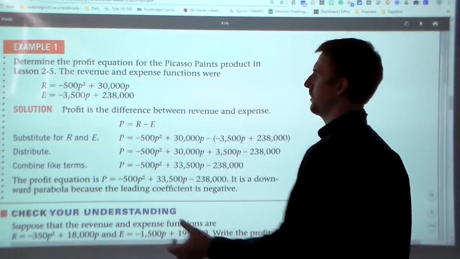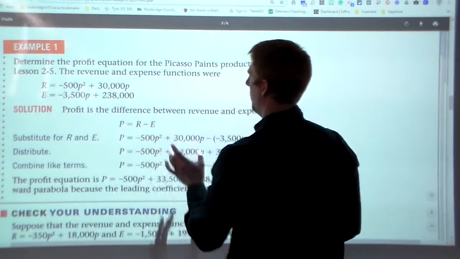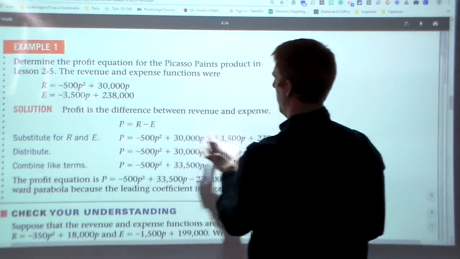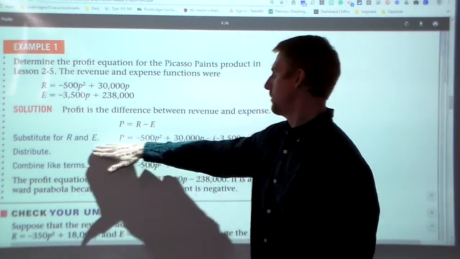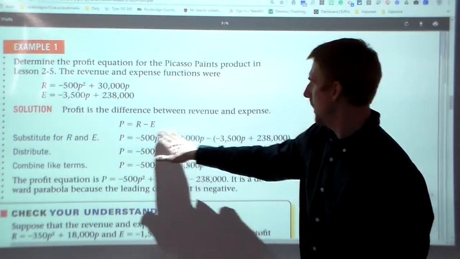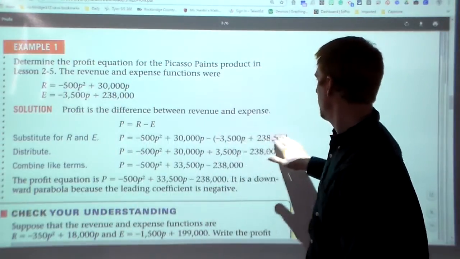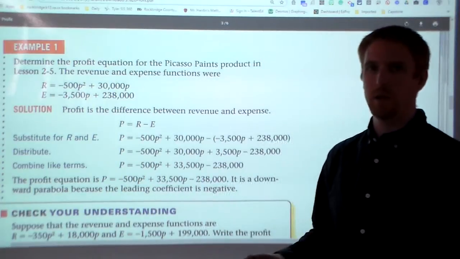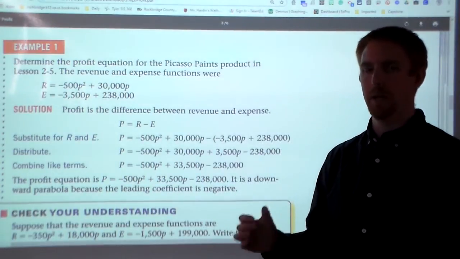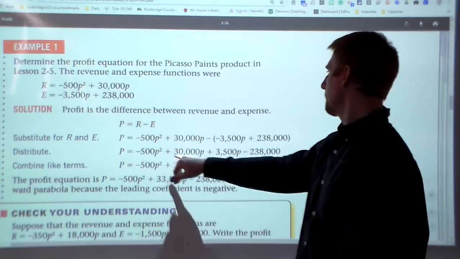You're going to do some substitution. You know what R equals, you plug it in. You know what E equals, you plug it in. Make sure you keep the minus in between them. So that's what this first step is. Substitute R and E. There's revenue, minus, there's your expense. Just be careful with your algebra here. It's not complicated, but you do have to keep track of some big numbers and some signs.